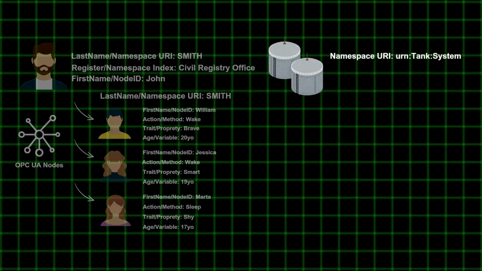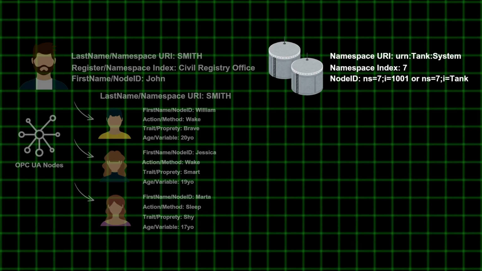Let's now try to translate this and project it into the industrial world. We now have our tank defined by a unique URI, which is URI tank system. The server has assigned us our namespace index, number 7. It can be any number, but the number 0 is assigned because it's the root directory. The node ID here is represented by the namespace and the index.